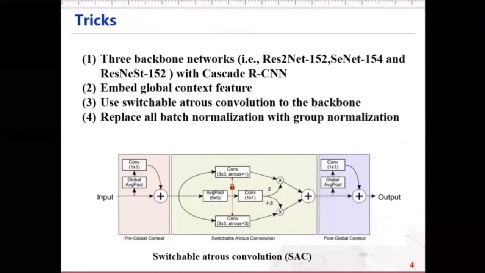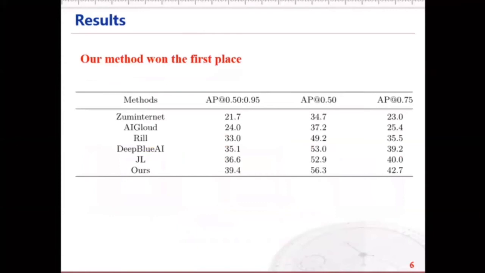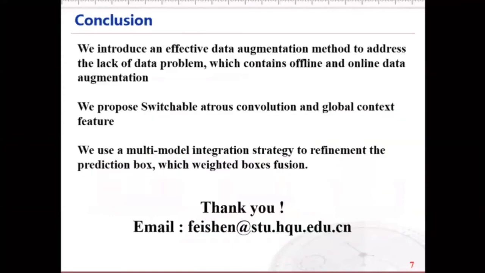On the training side, we use 3 backbone networks with Cascade RCNN and global context features. Then we use switchable atrous convolution in the backbone and replace all batch normalization with group normalization. Besides, we use multi-scale training and testing. We refer to a new model optimization method, namely gradient centralization. Finally, we propose using the weighted boxes fusion method. We won first place in this challenge. If you have any questions, welcome to contact me. Thanks.